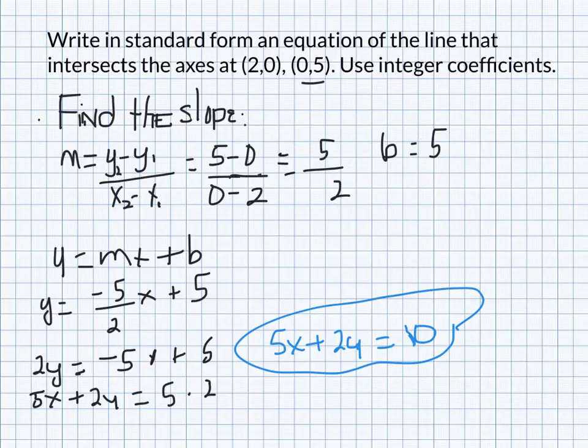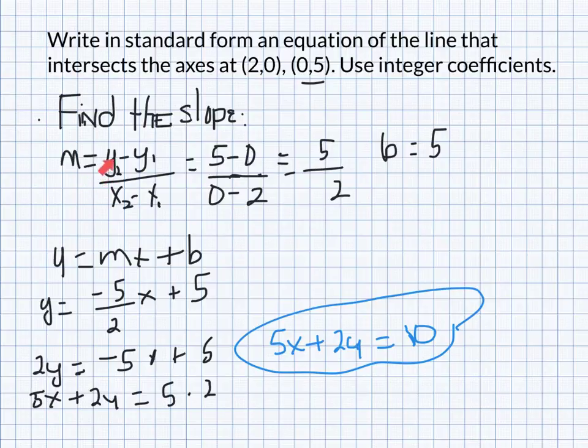Now we want to write in standard form an equation of the line that intersects the axes at (2, 0) and (0, 5). Use integer coefficients. We need to find the slope because we don't know that, but we do know that the y-intercept is 5. Here it's 0, so here we know it crosses at 5. So we work out our equation.